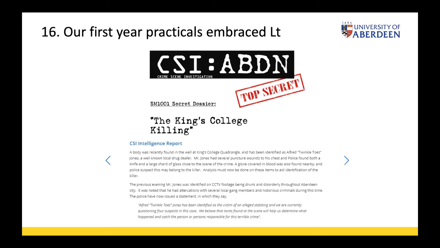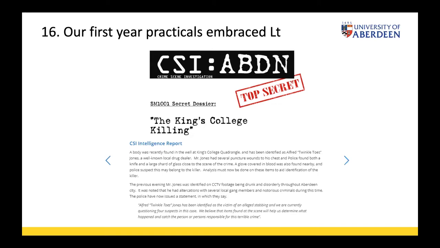And the other thing we have is that some of our first year courses are shared with other schools, like biological sciences. This allowed staff there to get an idea of how we were using LT and what the benefits might be. Again, these are some of the examples here.